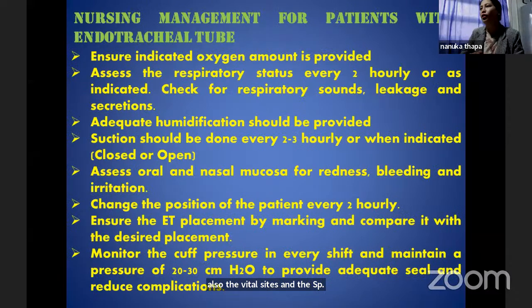So what is the nursing care for a patient who already has an ET tube? We have to ensure the indicated oxygen amount is provided, and assess the respiratory status every 2 hours or as indicated. Check for respiratory sounds, leakage, and any secretion. Adequate humidification should be provided, and suction should be done every 2 to 3 hours or when indicated. It can be closed or open. And assess the oral and nasal mucosa for redness, bleeding, and irritation.